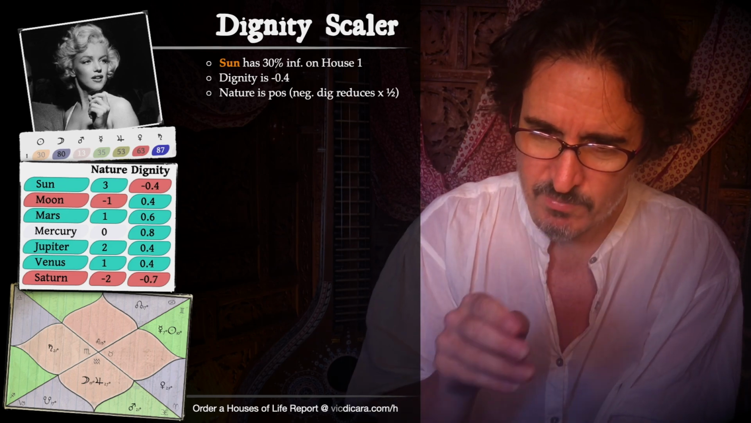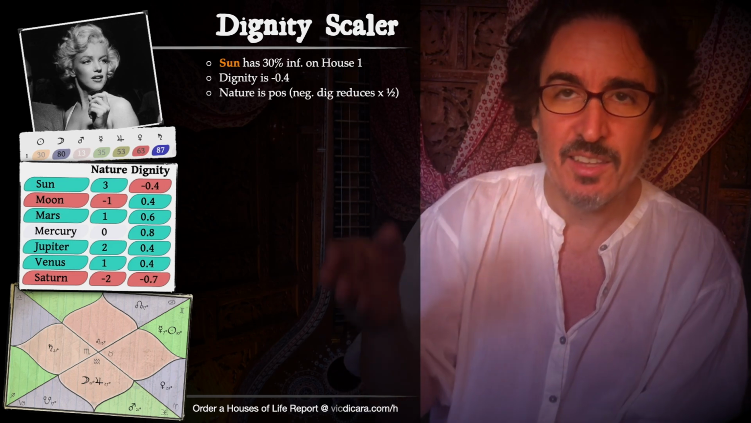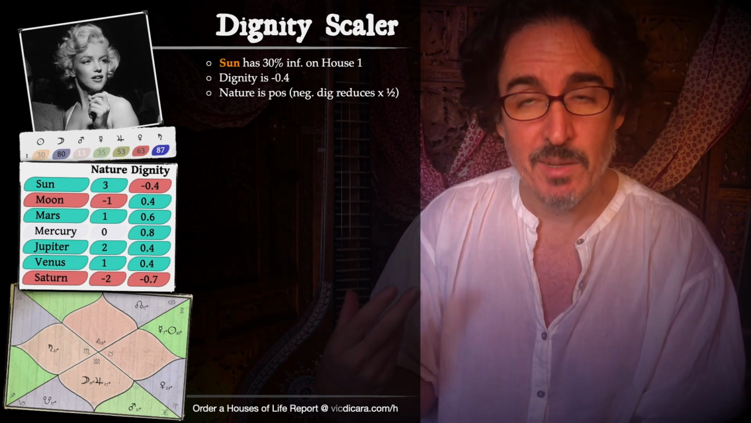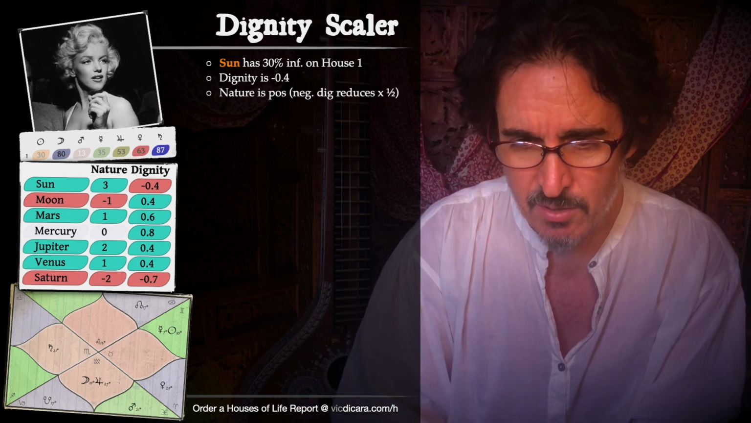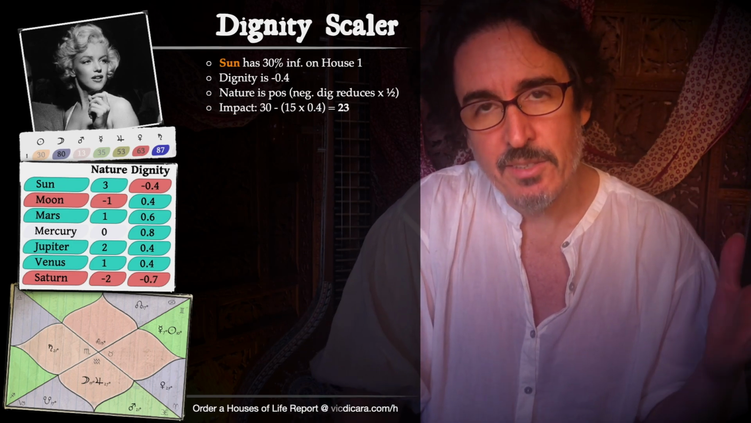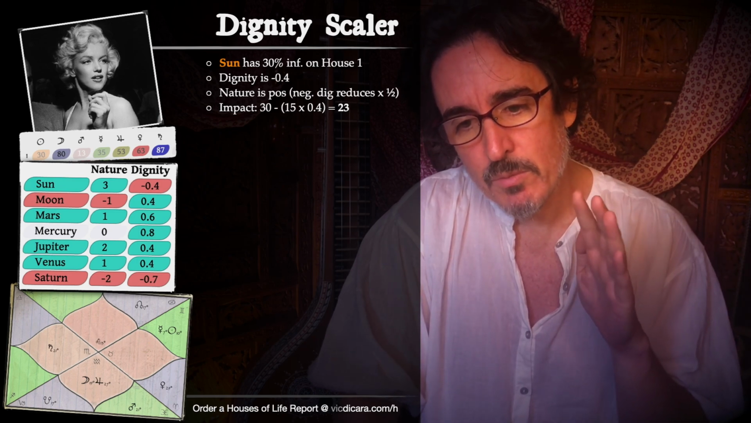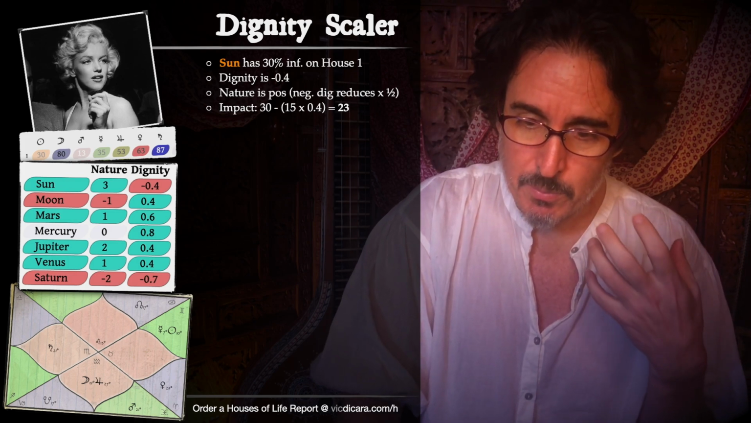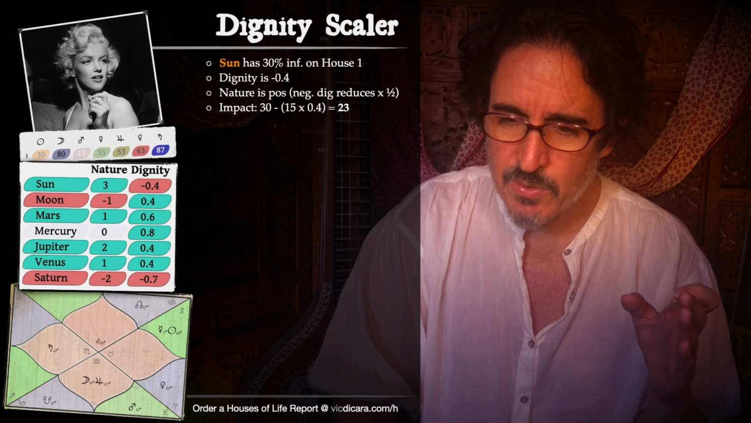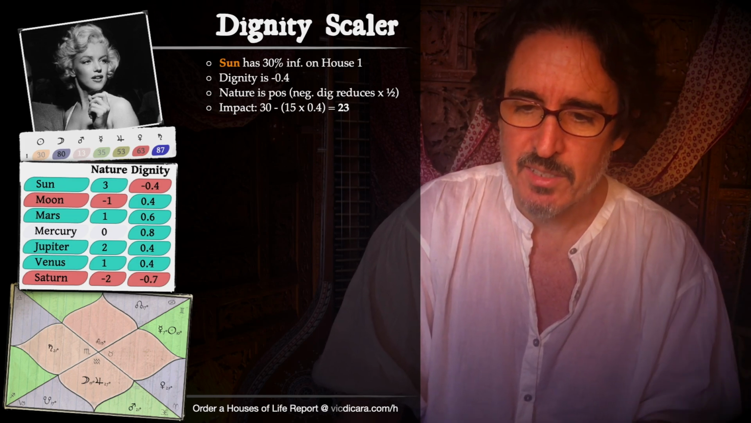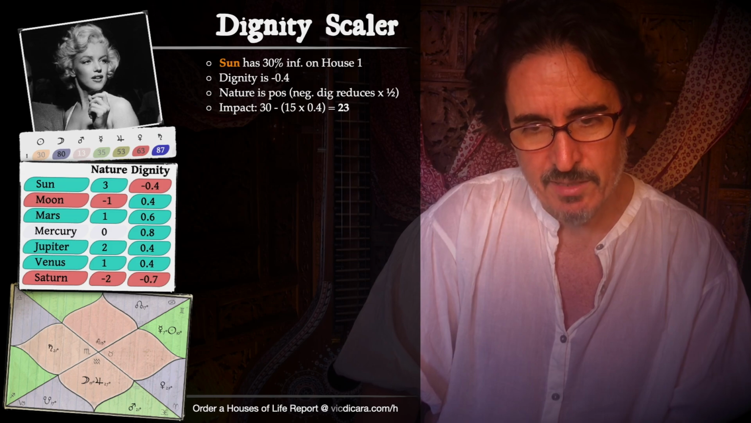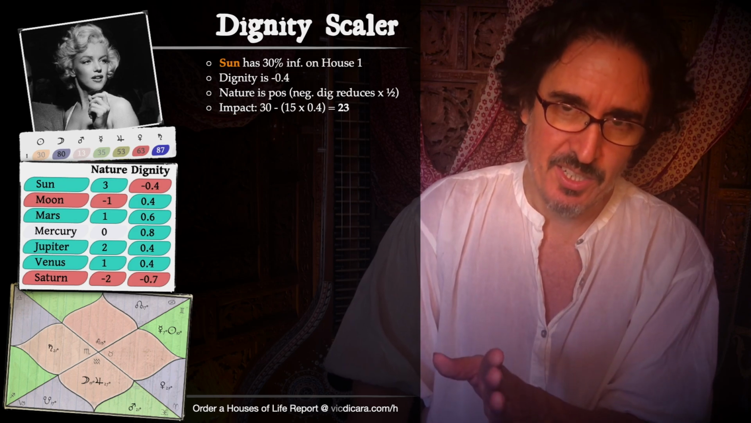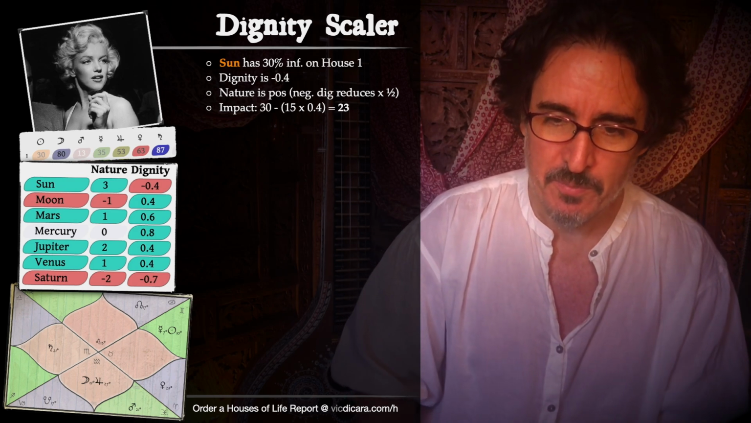Functional nature. So the effect of a negative dignity on a functionally positive planet is to reduce the impact by as much as half. So the math looks like this. The impact is 30. The amount that could possibly be reduced is half of 30, which is 15. But the actual dignity is 0.4. So 0.4 times 15 is 7, and 30 minus 7 is 23. And that's the impact of the Sun on the first house. It's not finished yet, but this is step 2 of 3.